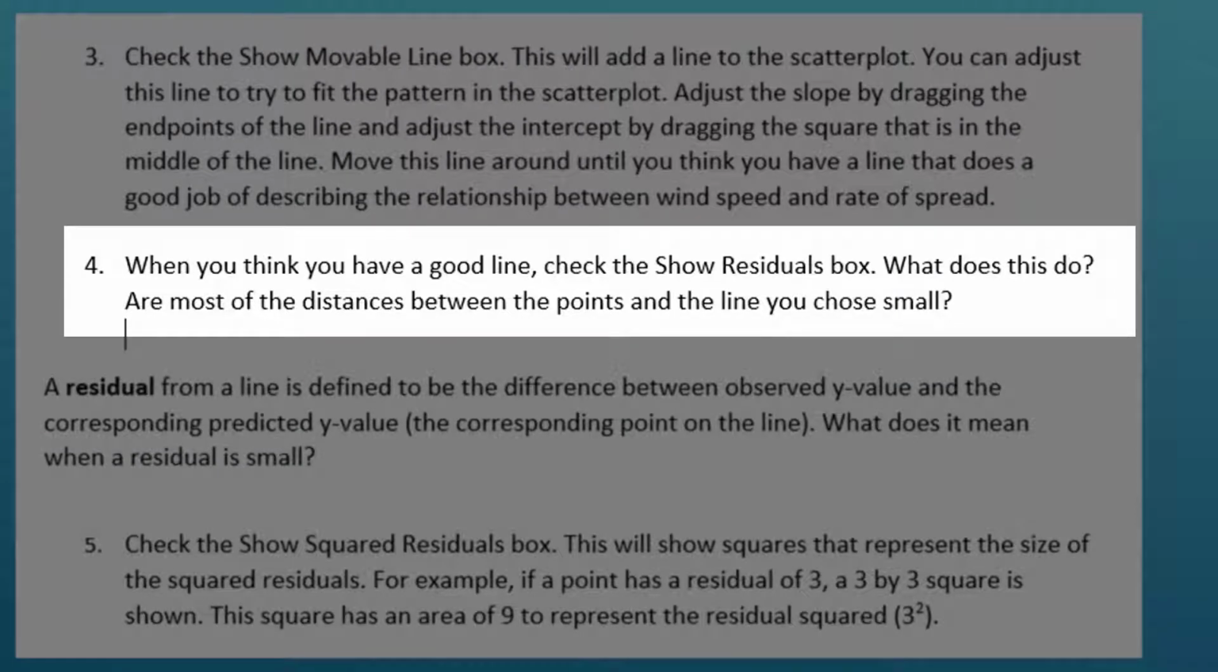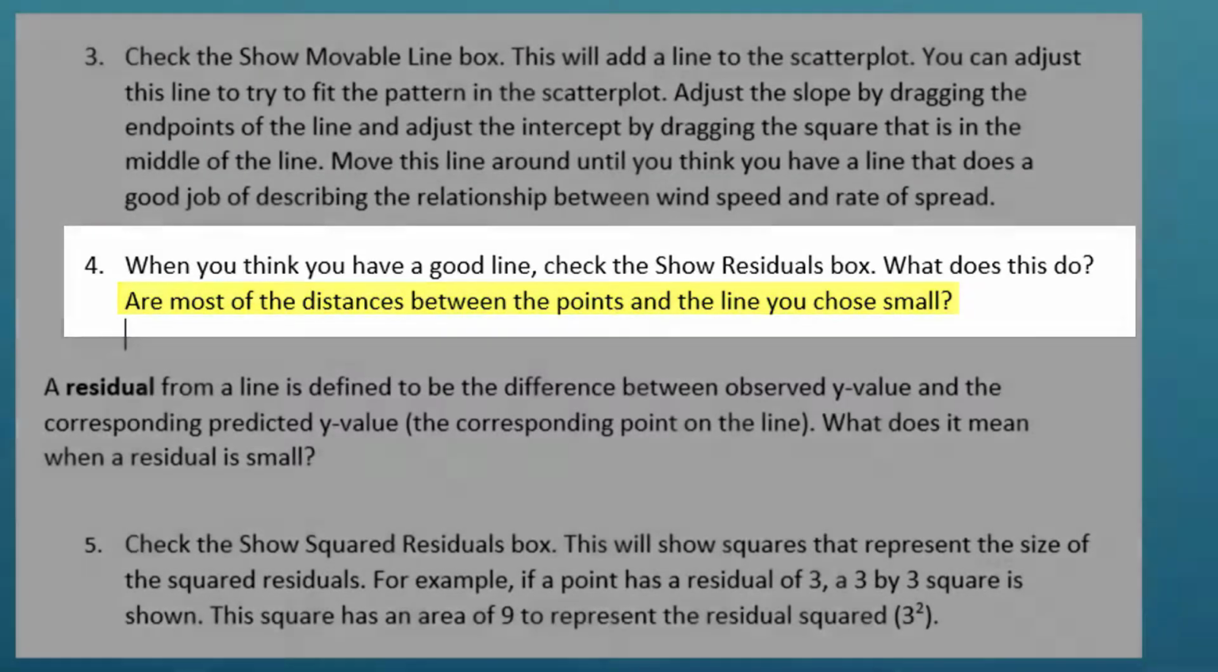This added lines that represent the residuals, the vertical distances of points in the scatter plot to the line. When students are looking at the scatter plot with the residuals shown, you can ask them what happened in the app. After they have had a chance to think about the residuals as being the vertical distances, Question 4 asks them to consider whether most of the distances for their line are small.